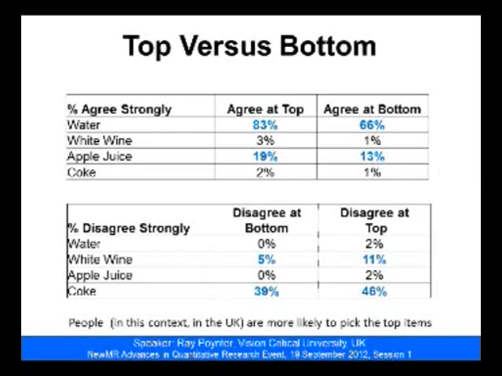However, looking at the disagrees, then we see the data for white wine and Coke coming through. So if we put disagree at the bottom and agree at the top, only 5% disagree strongly with the proposition that white wine is healthy. If we put disagree at the top, that jumps to 11%. Similarly, if we have disagree at the top of the scale, 46% of people disagree strongly that Coke is healthy. So we have a very clear difference, and in fact the differences appear to be bigger for the top to bottom than they are for the left-right scale.